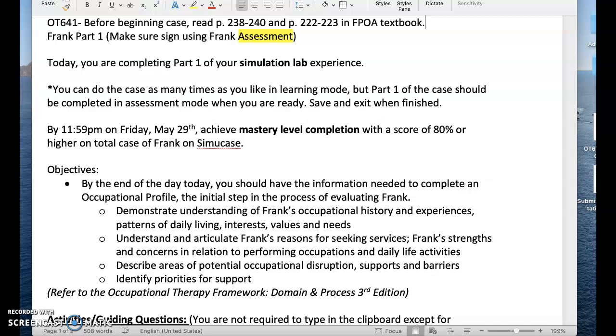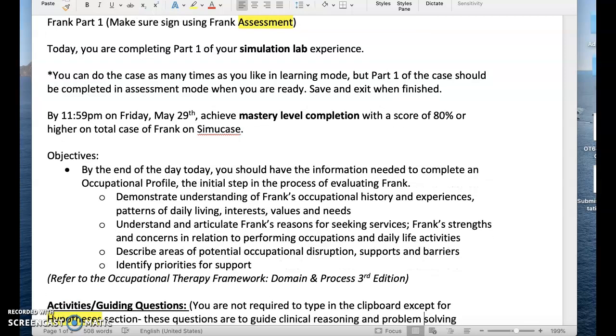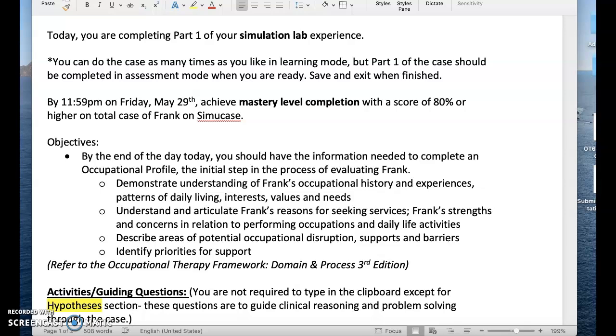Before beginning the case, read pages 238 to 240 and pages 222 and 223 in your FPOA textbook because they will help provide some background information on Parkinson's disease as well as vision changes that can occur with Parkinson's. Make sure that you assign into the case of Frank on assessment and not intervention.